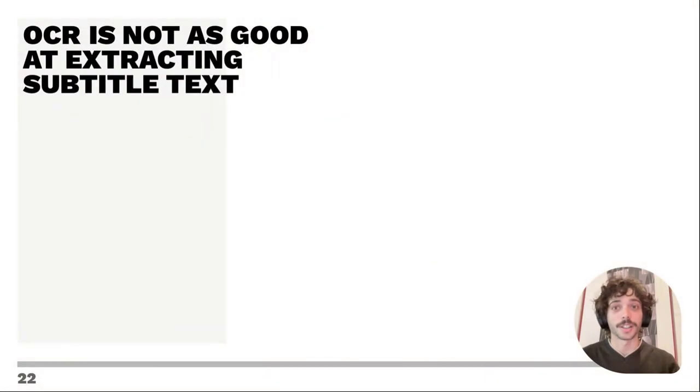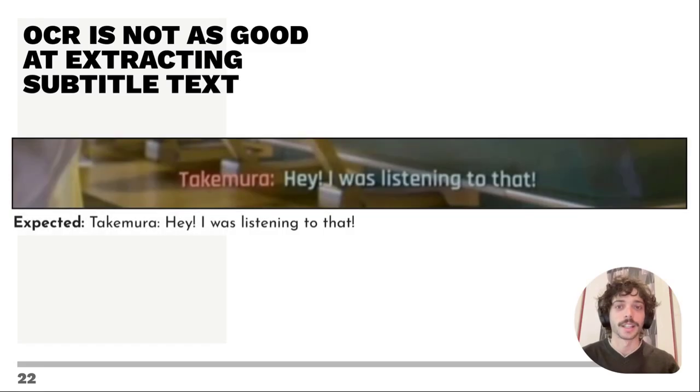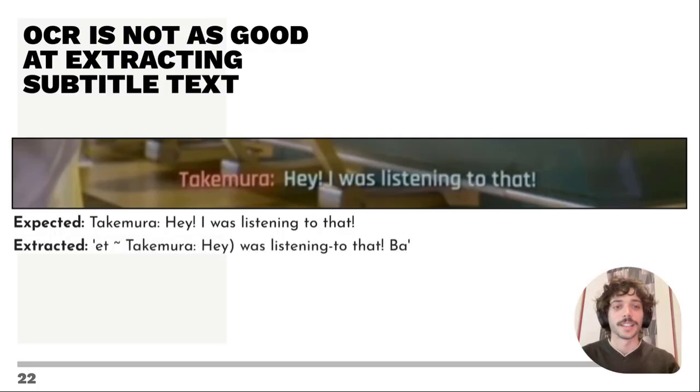First, we found that OCR is not very good at extracting subtitle text, at least not as good as it is at extracting text from receipts. Say, this text from Cyberpunk 2077, Takamura: "Hey, I was listening to that." That's what we expect, and what we get is a bunch of noisy characters. There's a tilde, and a little bit at the end that isn't actually in the subtitle, and this comes from elements of the background that OCR models represent as text.